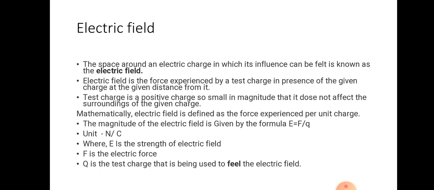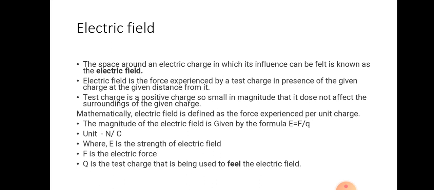So this word field, we know what it means, okay, that is nothing but the space. And electric, it is related to the charges. Okay, so we can define the electric field as the space around an electric charge in which its influence can be felt is known as the electric field.